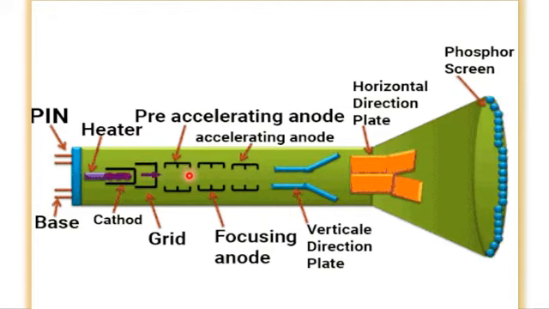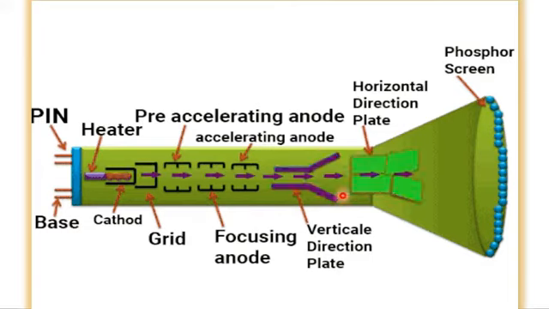Electrons will move in a focused way along the forward direction, and then they are manipulated by the vertical directional plates or horizontal directional plates, and at the end of the day the electrons will move forward and fall onto the phosphorescent screen, and as a result of this the phosphorescent screen will brighten up.